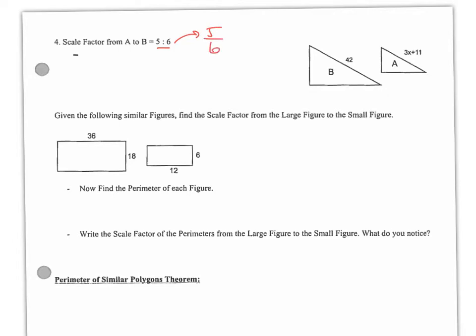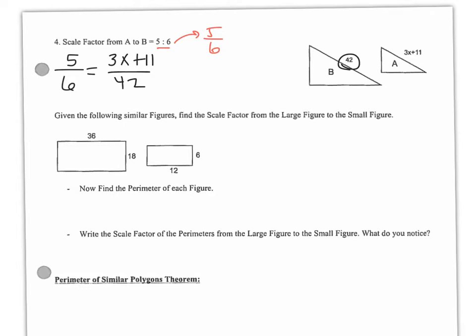So if I come over here and I write 5 over 6, I'm going to set up my proportion. I'm going to look at my two shapes. I have my smaller shape, which is A, my bigger shape, which is B. Since my smaller number in my scale factor is on top, the smaller shape is also going to be on top. So since 5 is my smaller number, 3x plus 11 relates to my smaller shape. That also goes on top. So 3x plus 11 over my bigger side, which is 42. That goes on the bottom because my bigger number of my scale factor is on the bottom.